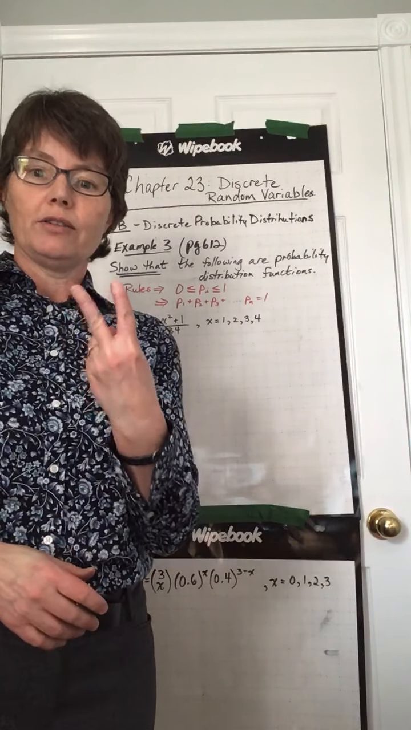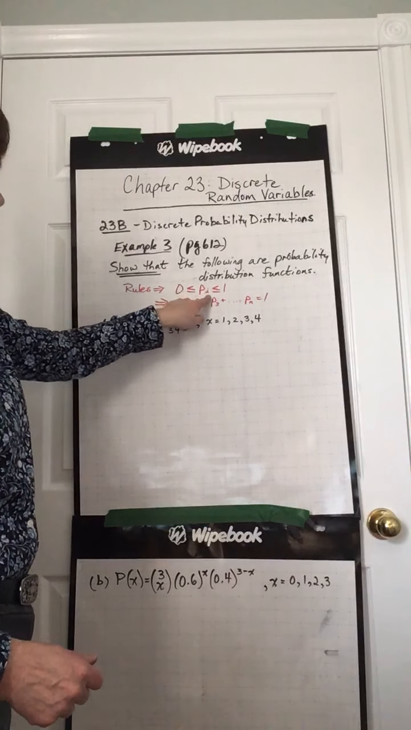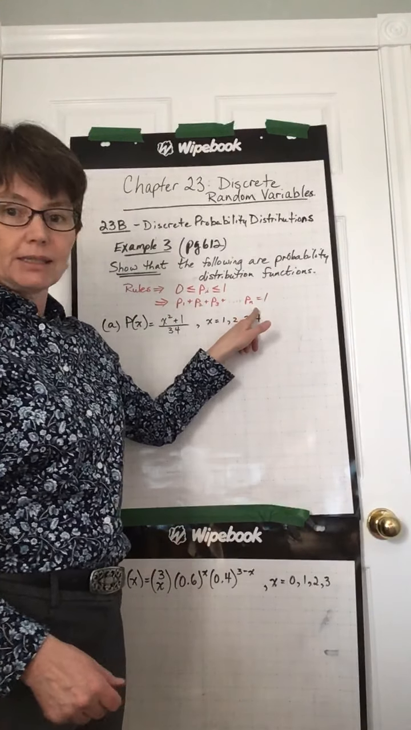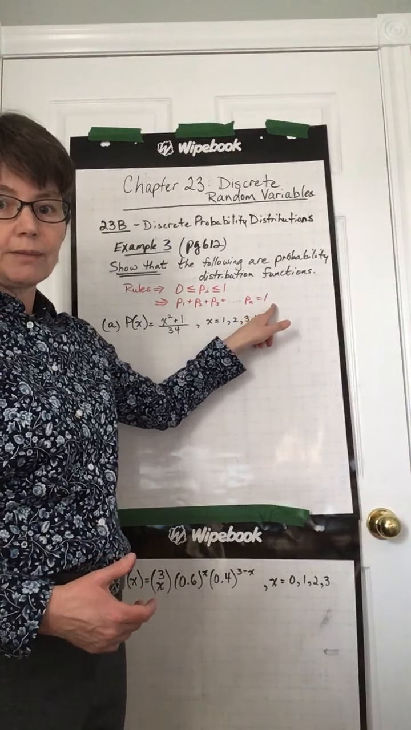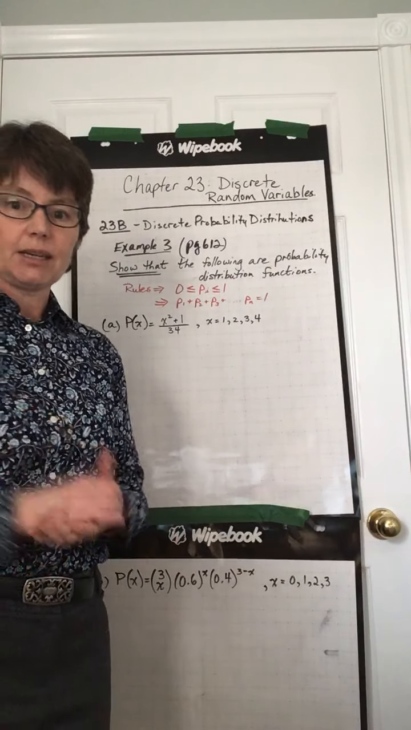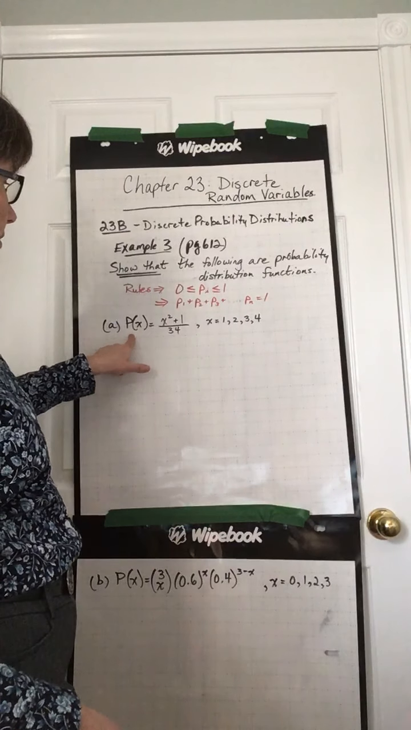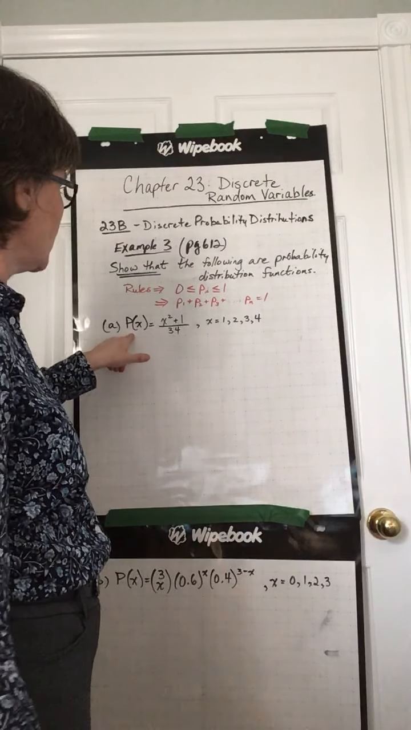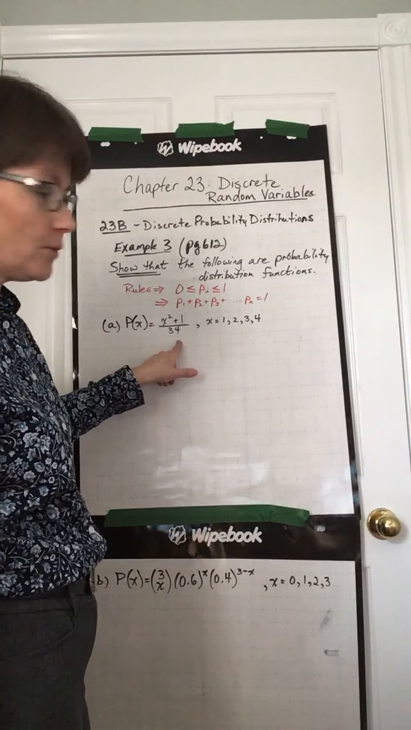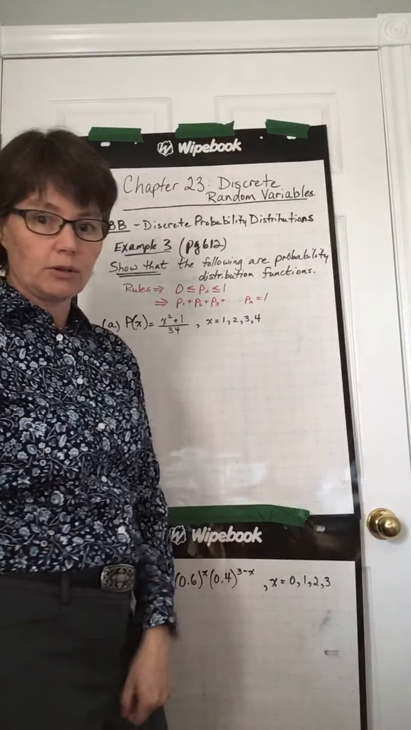So what are the two rules that define that? We need to remember every probability has to be between 0 and 1, and all of the probabilities have to add up to 1. So same two rules we're used to dealing with simple probabilities and now with probability distributions. So part A defines the probability distribution as P of x is equal to x squared plus 1 all over 34, where x is only equal to 1, 2, 3, or 4.